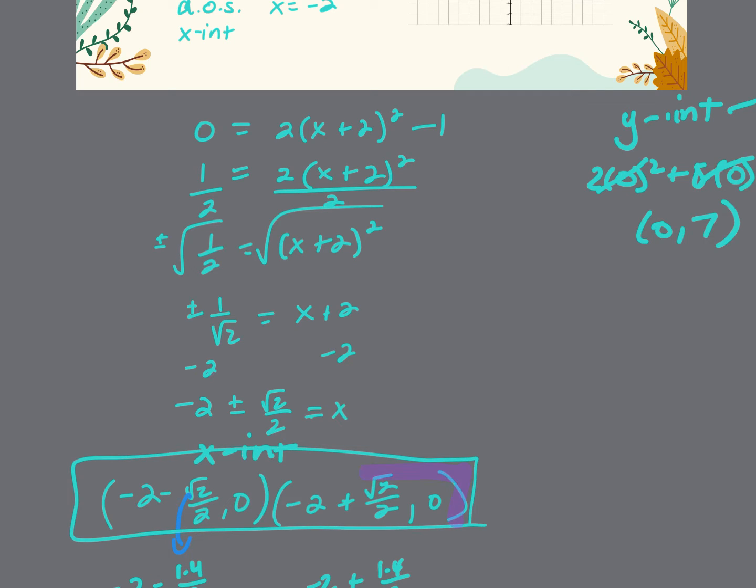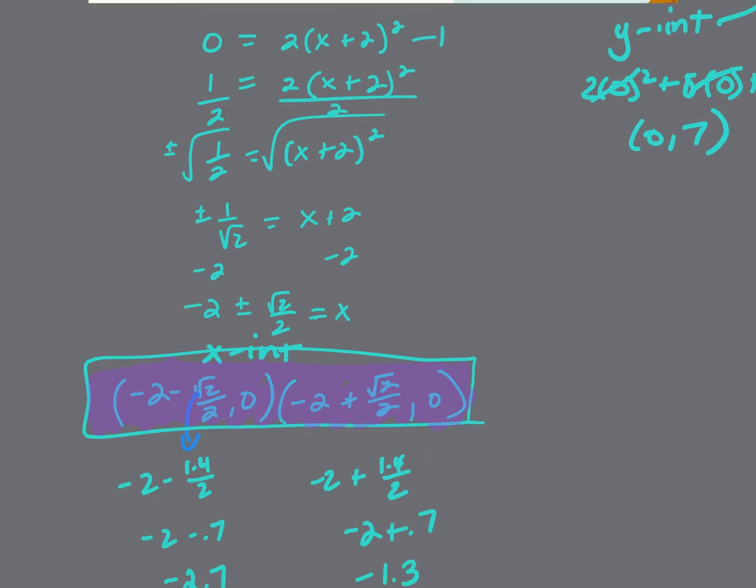So if the question says find the x-intercepts, you're going to give the answer in its exact form, which means the square root stays in it. So it'd be (-2 minus root 2 over 2, 0), and then (-2 plus root 2 over 2, 0). Now when I go to graph these, I have to approximate.